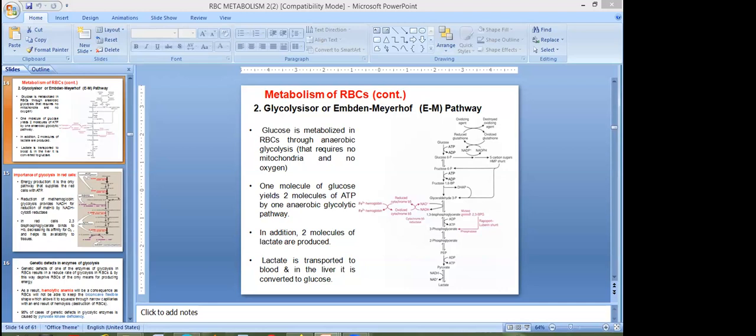So the answer was at the periphery, because at the periphery is where you want the affinity of hemoglobin for oxygen to be at its lowest, so that it can let go of oxygen and give that oxygen to the tissues at the periphery. Then at the lungs, you want 2,3-BPG to be as low as possible, so that hemoglobin has the highest affinity for oxygen, so that it can take up oxygen from the lungs.